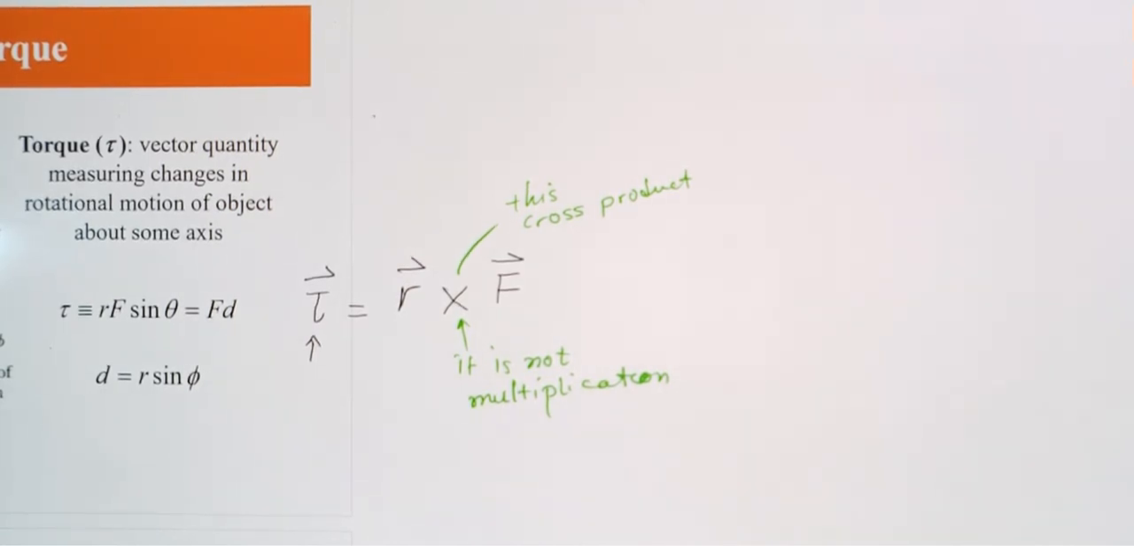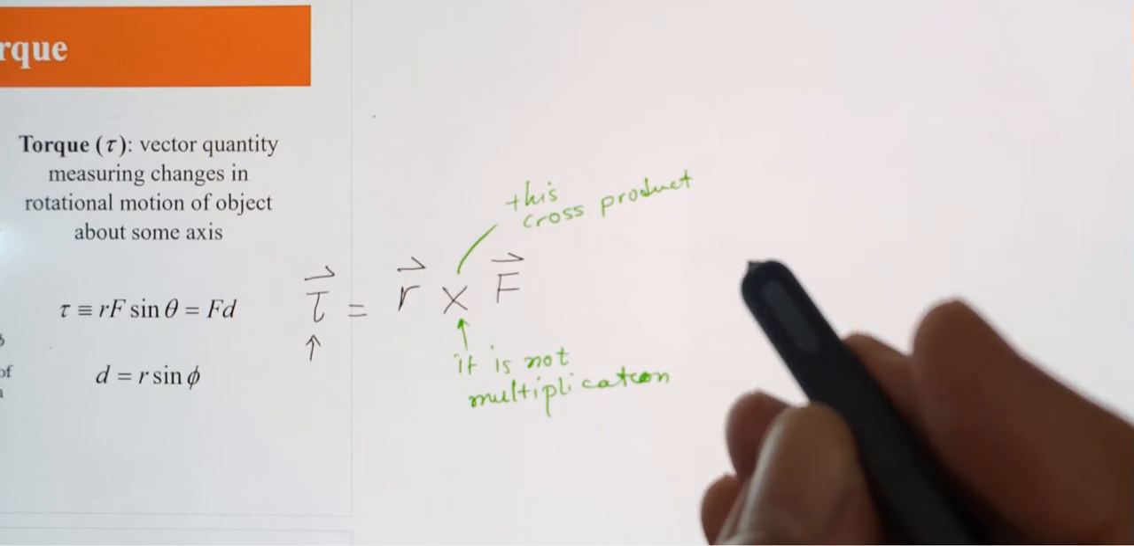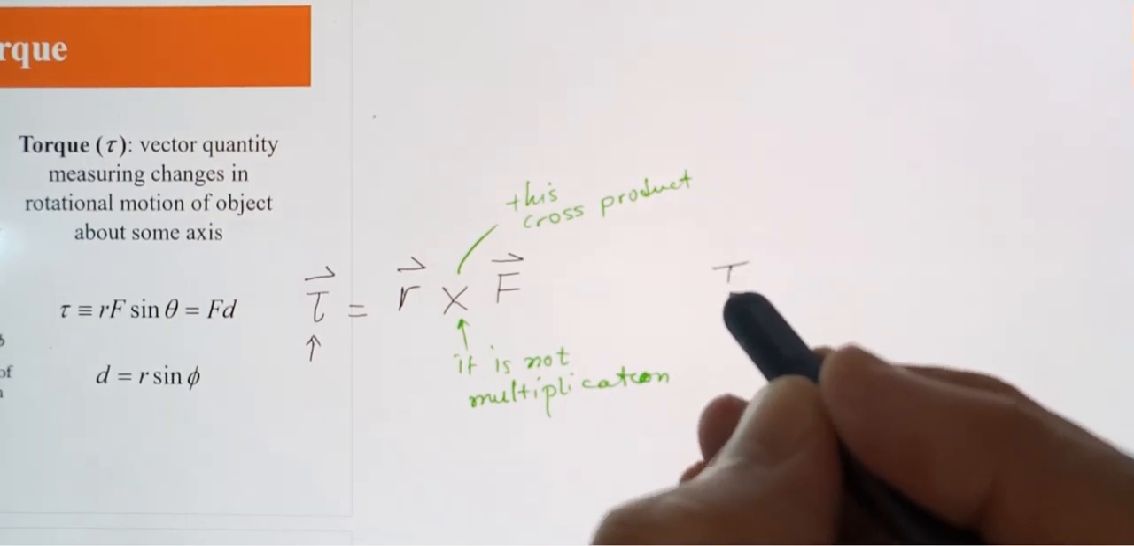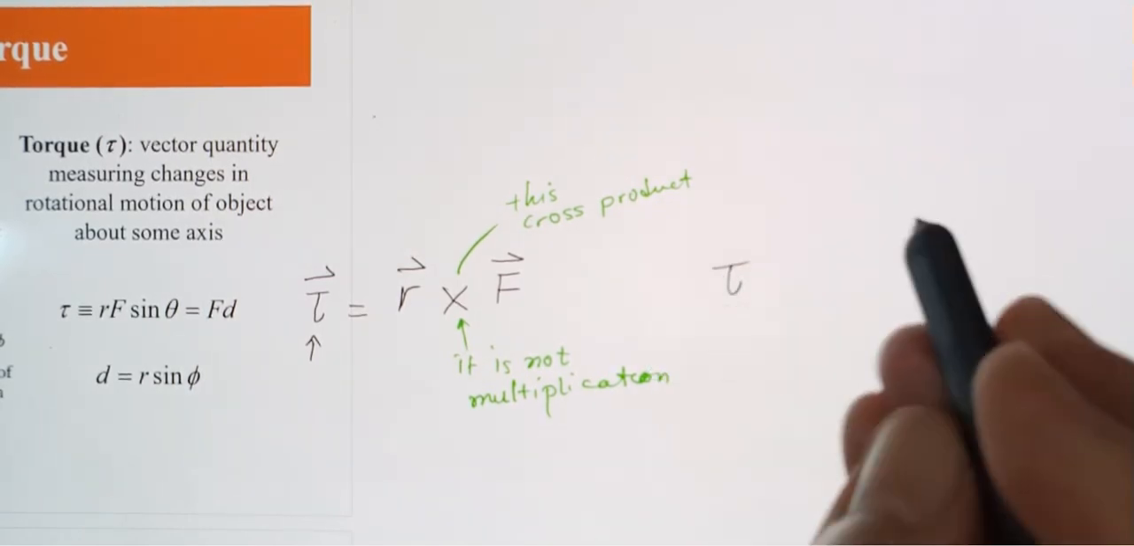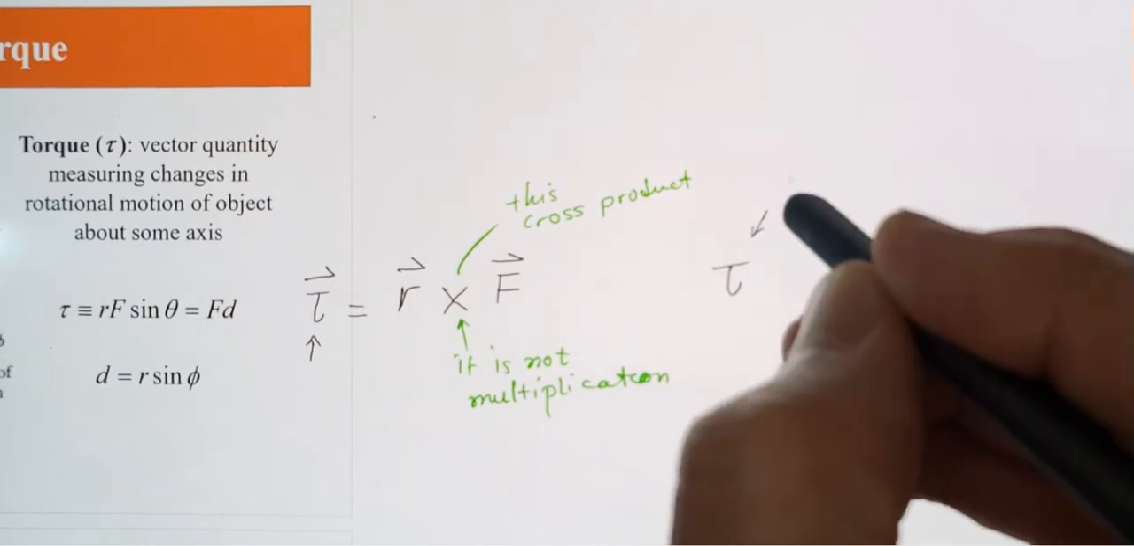Okay, let's talk about the magnitude of torque. The magnitude of torque, that is, torque without the vector. That means this is the magnitude.